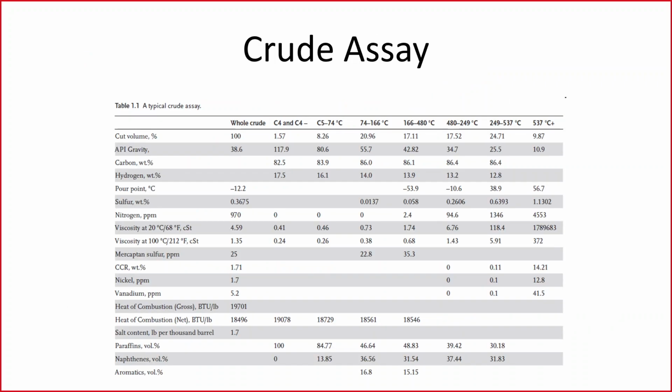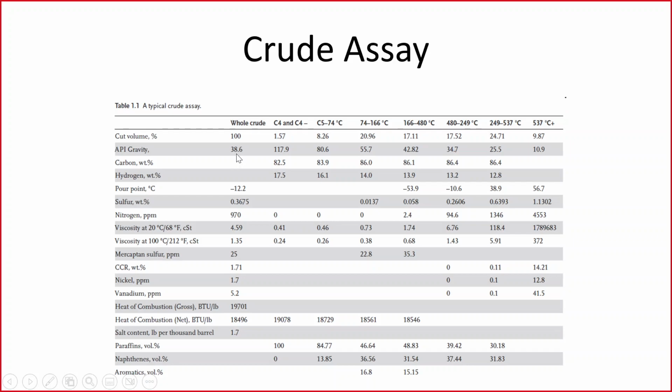So the crude assay, let me know if there's any question here. I'm not going to talk for 2 hours, but I can. But if you look at this, these are typical crude assays. I will show you in a minute where you can go to get examples of this. So we have a whole crude here. Just look at the first column. It's 100% of whole crude. That's what it means. And then the API gravity is 38.6.